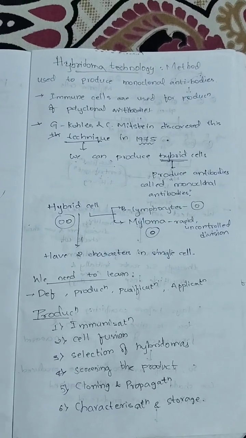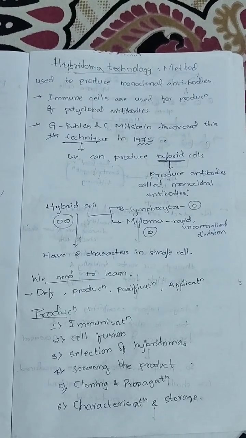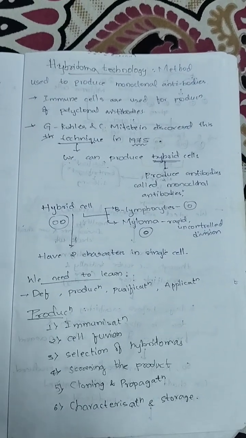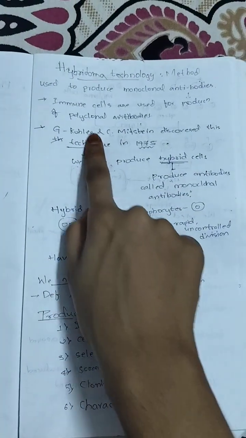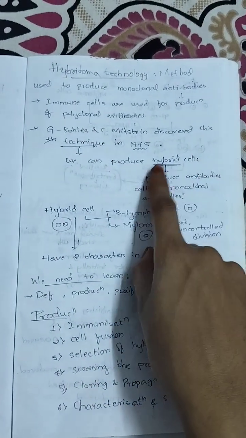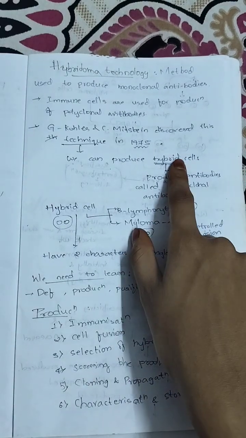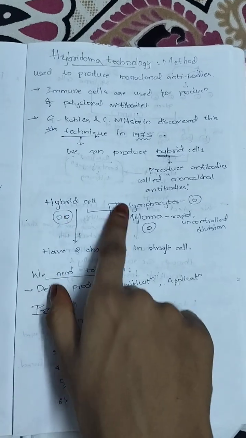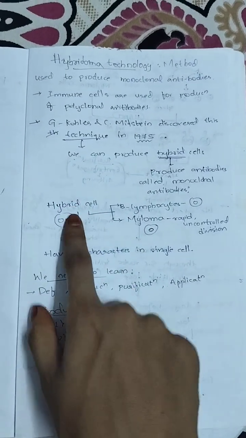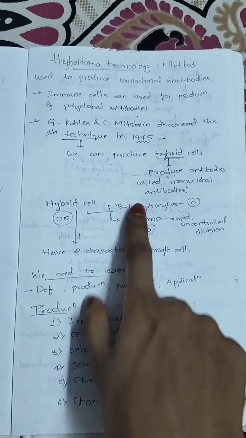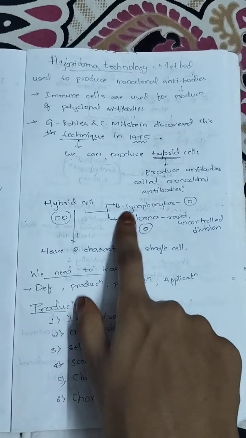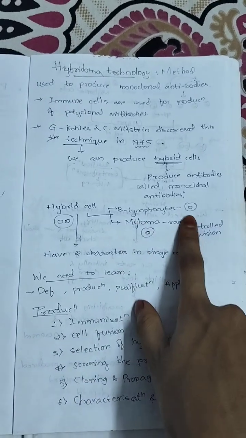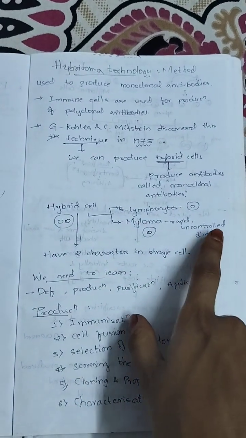This technique was discovered by G. Kohler and C. Milstein in the year 1975. In this technique, hybrid cells are produced, and from the hybrid cells, monoclonal antibodies are produced. Hybrid cells are produced by fusion of B lymphocytes and myeloma cells. These myeloma cells have the property of rapid uncontrollable divisions.